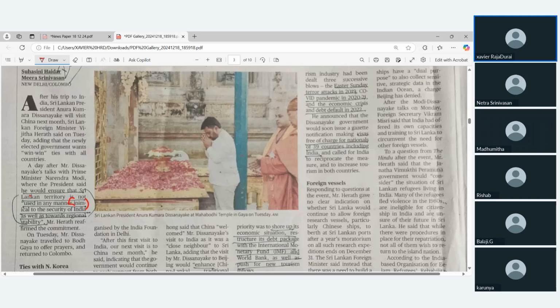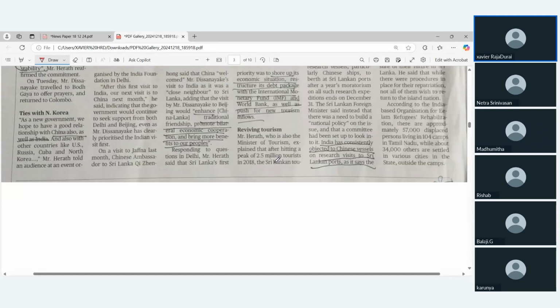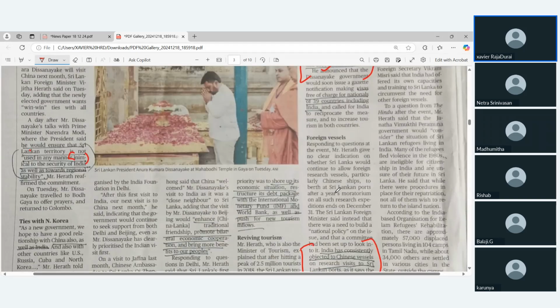Okay, and these are all talks about the situation in Sri Lanka: in 2019 the Easter Sunday bomb blast took place, then COVID, then the economic crisis and debt default in 2022. This is talking about their political and economic problems. And India also gave one instruction, that India is worried about Chinese vessels visiting Sri Lankan ports. That is, it should not be engaged. Okay, these are the points that were conveyed to him.